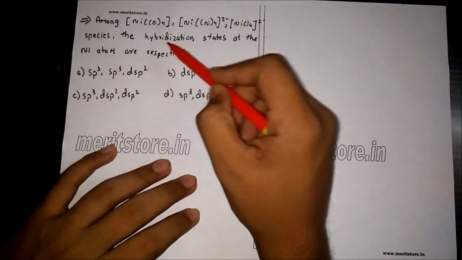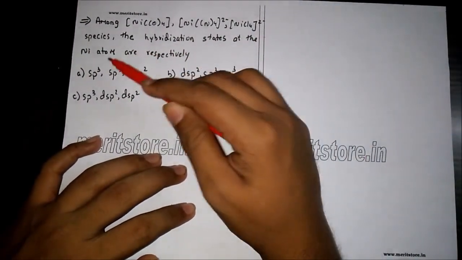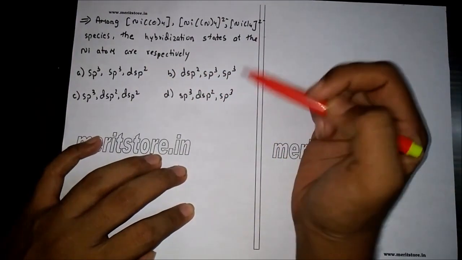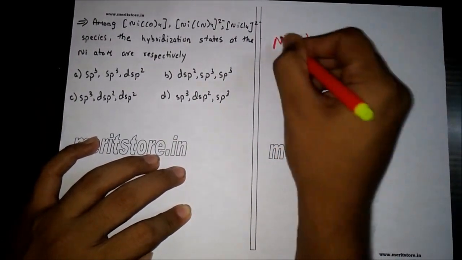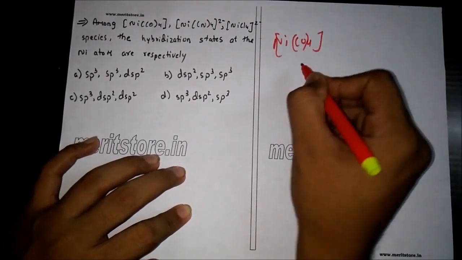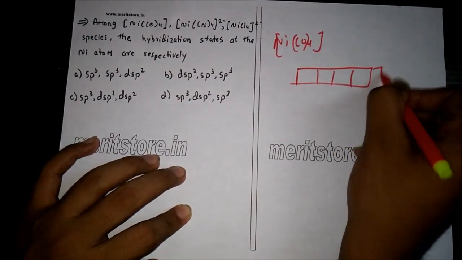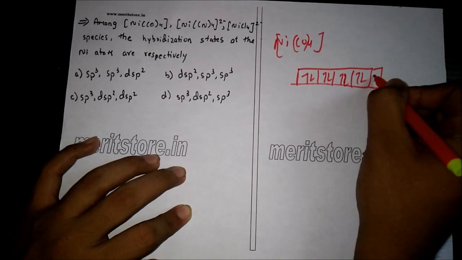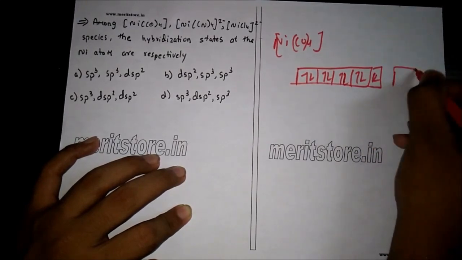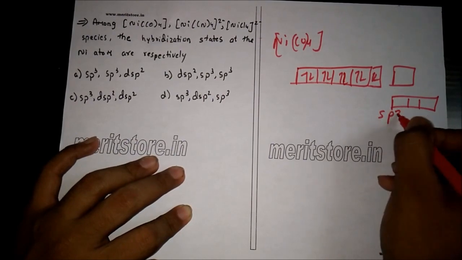Among [Ni(CO)4], [Ni(CN)4]2- and [NiCl4]2- species, the hybridization states at the Ni atom are respectively, and here are the options. Now, in [Ni(CO)4], all the electrons will be paired, and the s and p orbitals will be empty. Therefore, it will be sp3.